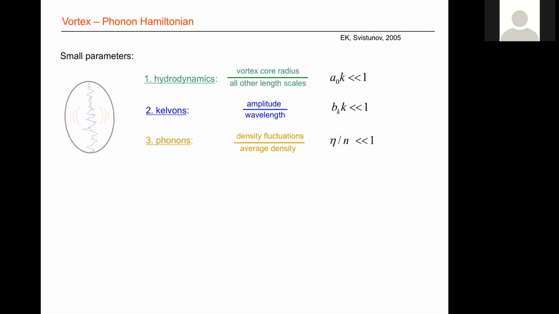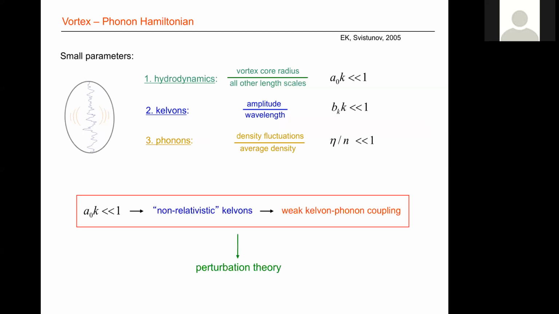But most importantly, the typical wavelengths are much longer than the healing length, the vortex core size, which means that the dynamics of vortices is much slower than the speed of sound, if you translate that into velocities. That means that the coupling of Kelvins to phonons is non-relativistic. So it gives a very good small parameter, a very small number, to build a perturbation theory and expansion. But the perturbation theory has an interesting twist to it.